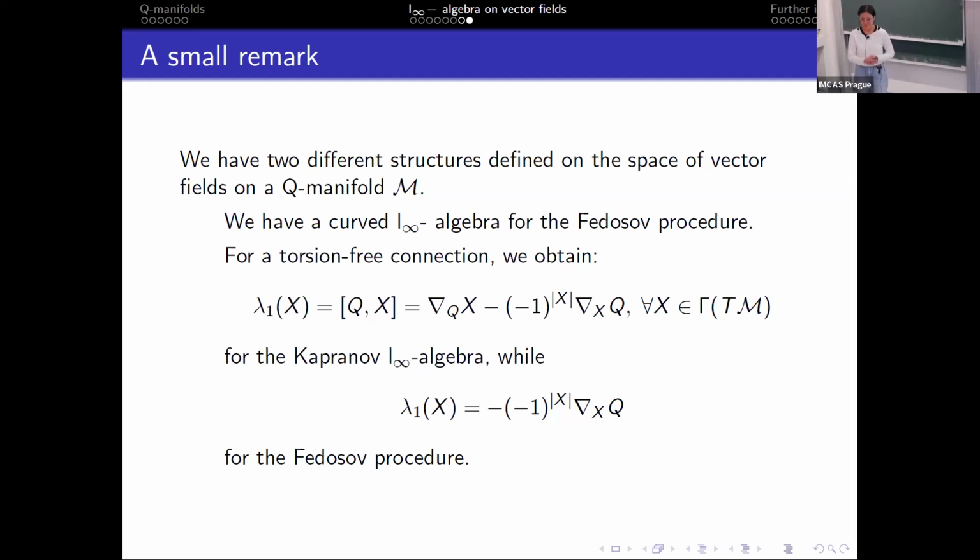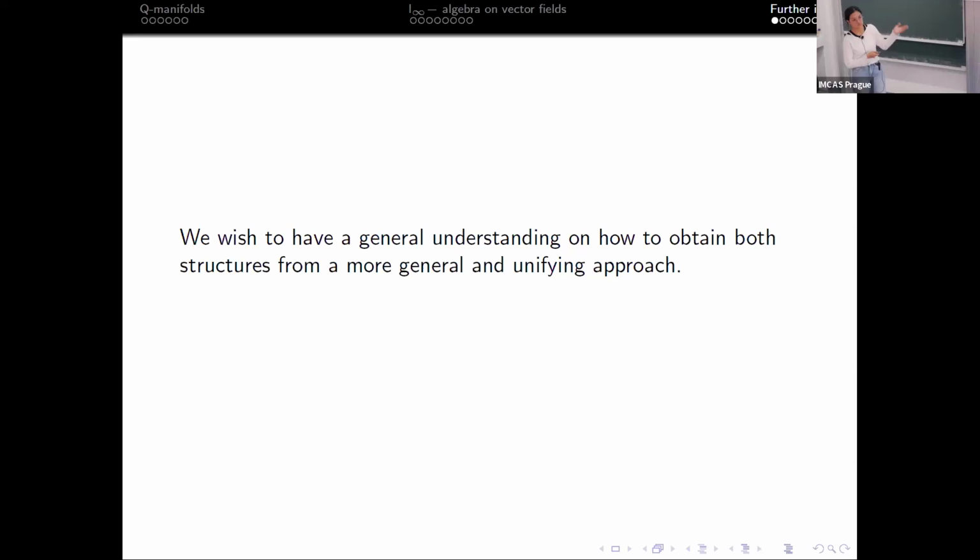And now this is what I did in my master thesis. I studied these two L-infinity algebras. What we wish to do now is to understand from a more general approach how to obtain these two L-infinity algebras, or how to connect these two constructions. So this is what we wish to have.